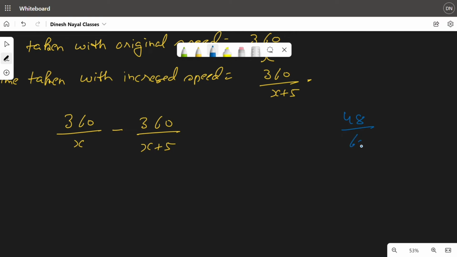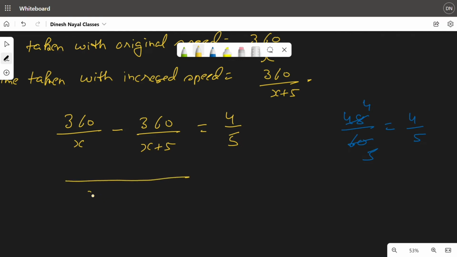So 48 by 60 directly goes by 12. 12 by 12 for the 48, 12 by 60, this is really 4 by 5. So 360 by x minus 360 upon x plus 5 is 4 by 5. We know that the time taken with the increased speed is less. So that's why 360 by x minus 360 upon x plus 5 equals 4 by 5. Now we have to solve this equation.